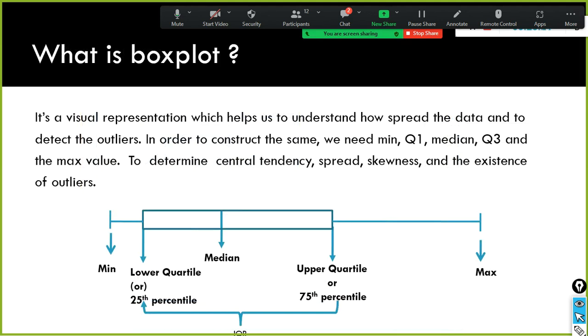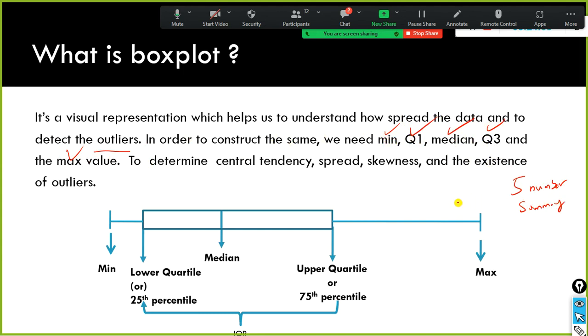Now we have something called Boxplot. Boxplot is a visualization tool. It helps us to understand how spread out the given data set is. In addition, the advantage of Boxplot is it also helps us detect the outliers in your data set. Now you understood what Q1 and Q3 and median are. Median is the middle value, Q1 is the 25th percentile, Q3 is the 75th percentile, and minimum and maximum values. These are called your 5-number summary. Please note down 5-number summary.